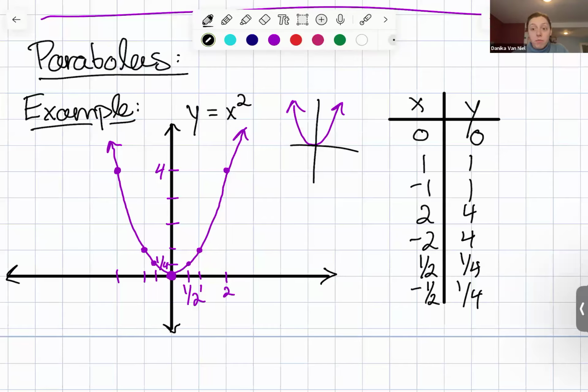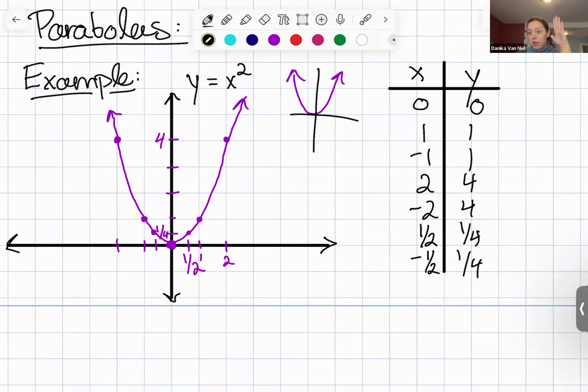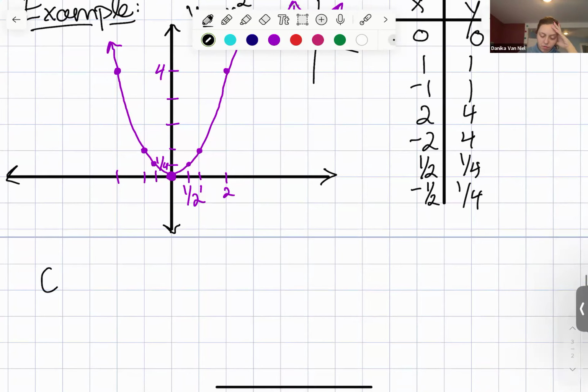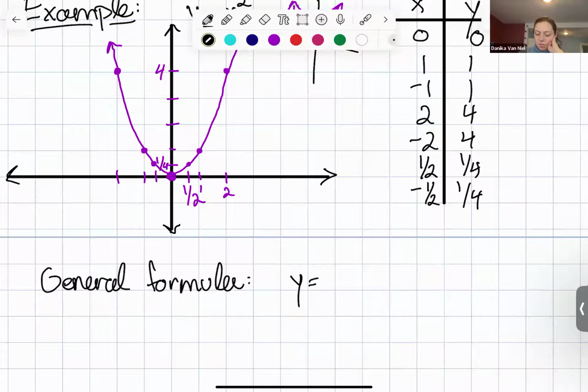But there's a bunch of other parabolas, right? You could have y equals negative x squared, where the negative's on the outside of the x squared, so negative parentheses x squared. That's just the same thing, but upside down. And you can have it shifted to the right, to the left, squished down, pulled out, all kinds of different stuff can happen, right? The general formula for a parabola is y equals ax squared plus bx plus c.